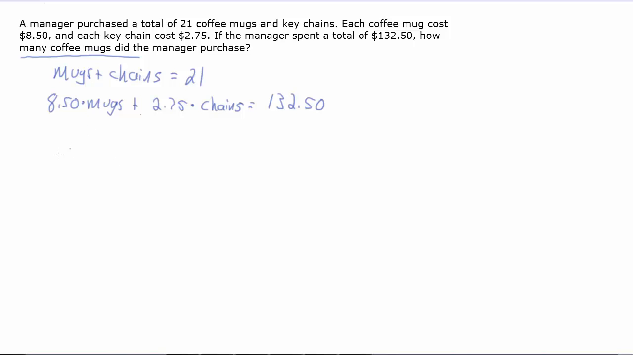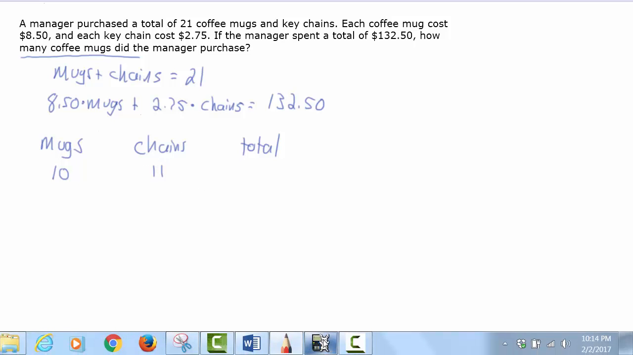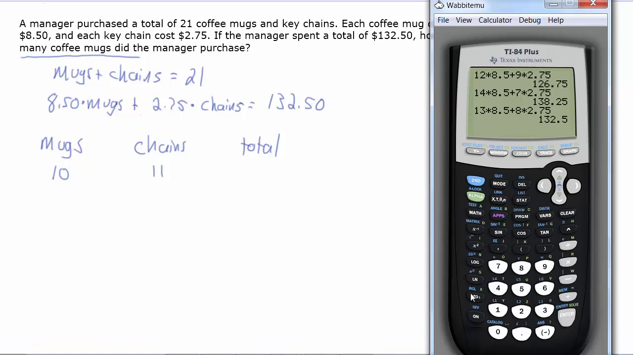So what I'm going to do is start off by making a table: mugs and chains, and then our total. Since there's 21 mugs and chains total, I'm going to start off in the middle, maybe 10 mugs and 11 chains. I picked 10 mugs randomly, and I found out there had to be 11 chains because they have to add up to 21 total.